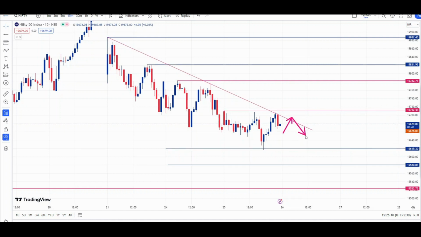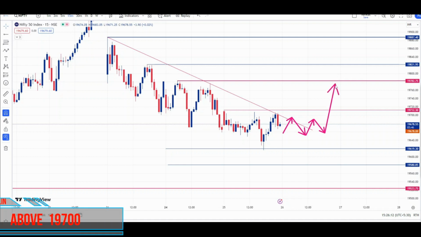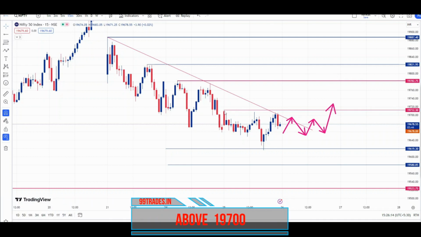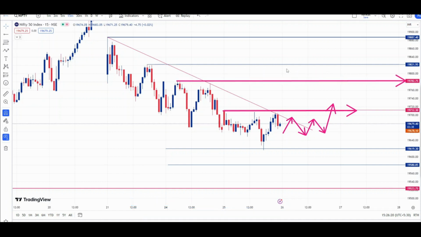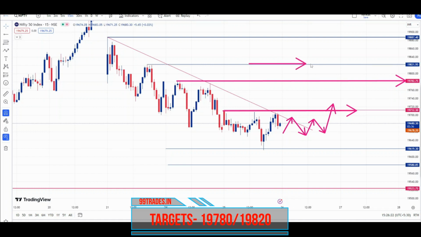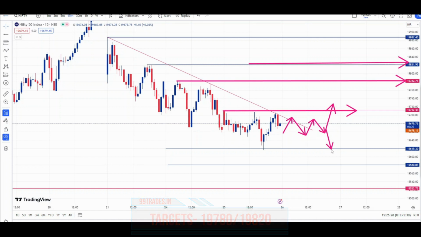If Nifty opens in between these levels and breaks on the upside, that is, if it sustains above 19,700, then our first target will be 19,780 and the second target will be 19,820.